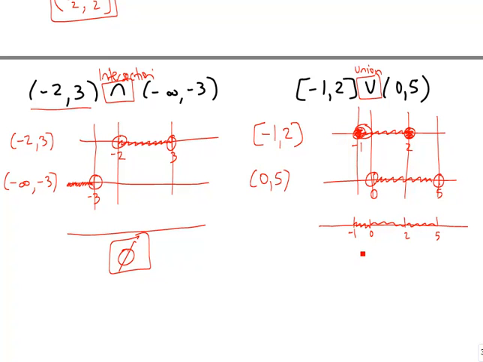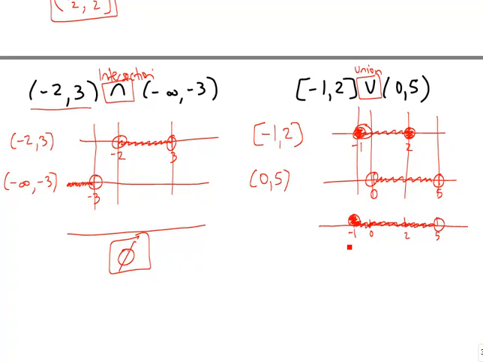How about some endpoints here? Well, -1 was shaded in up above because of that closed circle, so it's going to be shaded in my union. 0 was shaded in up here, even though it was open down here, so it does get colored in. 2 was colored in up here, so it's included down here. And 5 was not shaded in down here or up here, so it remains open in the union. So my final graph looks like this.